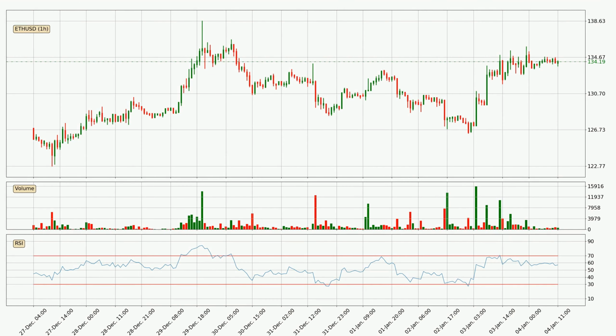Jumping to the hourly relative strength index, the current hourly RSI is at 57, so there are currently no signs of the crypto being overbought or oversold.